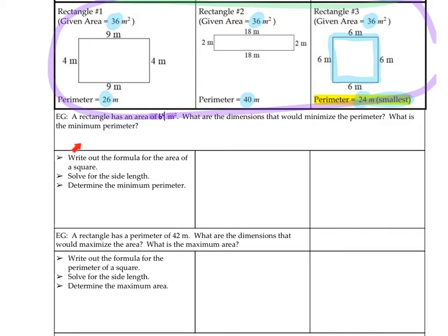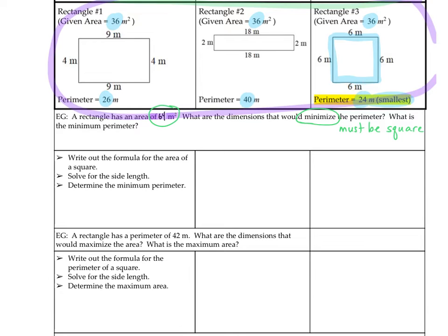So here's an example. A rectangle has an area of 64 meters squared. What are the dimensions that would minimize the perimeter, and what is the minimum perimeter? The fact that it's asking you to minimize the perimeter, that's what's telling us it must be a square, because to minimize the perimeter, that's our optimal shape, which is a square. And it's given to us that the area is equal to 64.